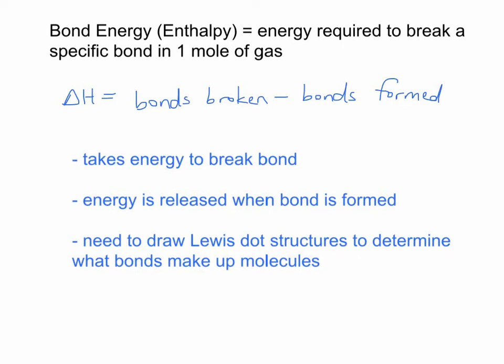Now keep in mind that it takes energy to break a bond, so that is positive energy, and energy is released when a bond is formed, so that energy is negative. And this minus sign takes into account that energy is released when a bond is formed. So when you're doing the math, you're just adding up the bonds broken and then subtracting all the bonds that are formed.